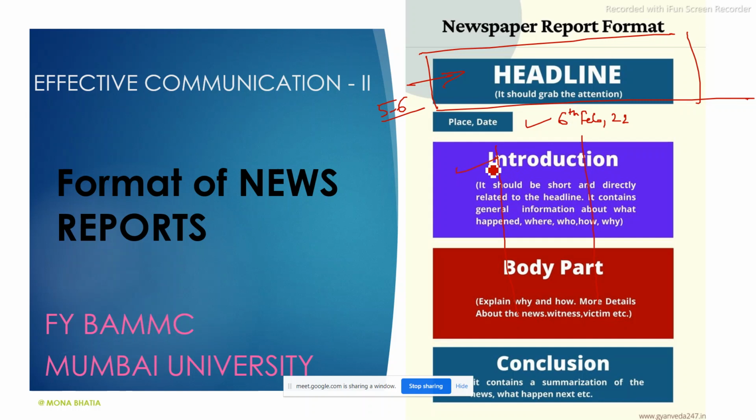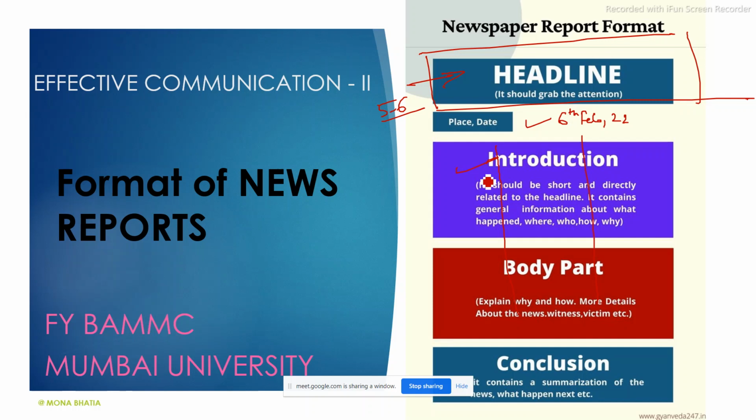Okay, now introduction, it should be short. First, introduction is given where a small gist of the story is given, and then later in the body part you will explain why and how, and more details about the same incident, extra details. If the person reads the introduction and he wants to know more, he's more interested, so he may go to the body part of the news and then read it, and then the conclusion.